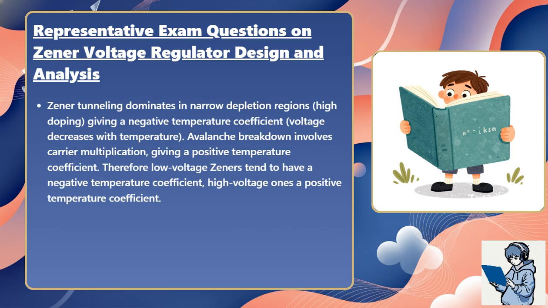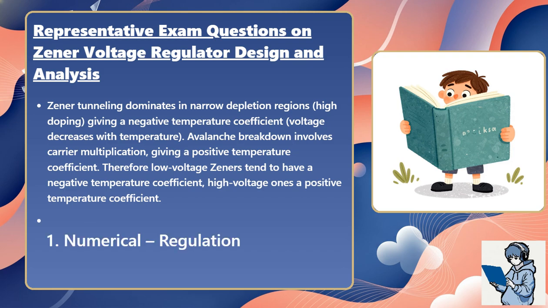Zener tunneling dominates in narrow depletion regions, high doping, giving a negative temperature coefficient, meaning the voltage decreases with temperature. Avalanche breakdown involves carrier multiplication, giving a positive temperature coefficient. Therefore, low-voltage Zeners tend to have a negative temperature coefficient, high-voltage ones a positive temperature coefficient.